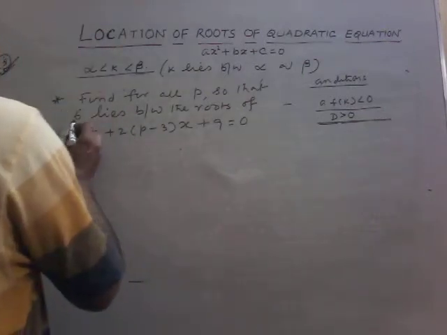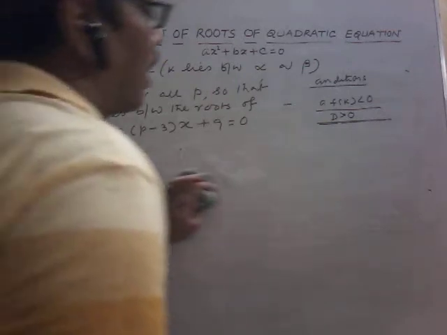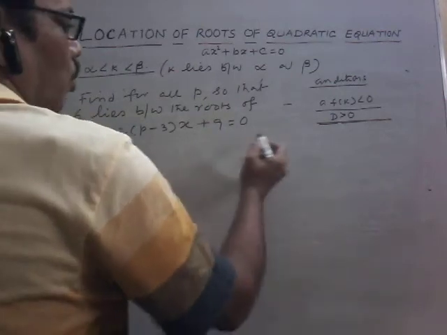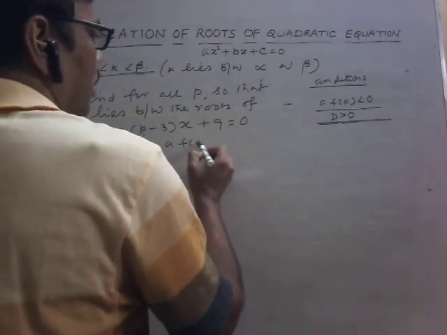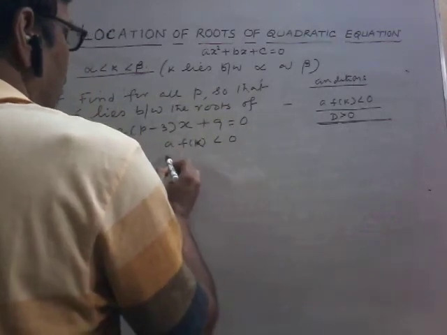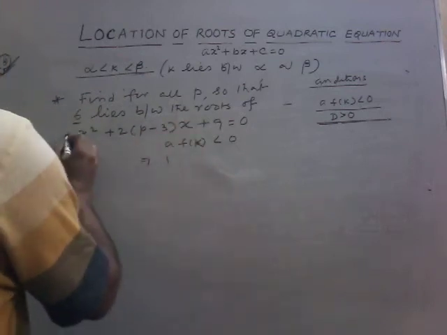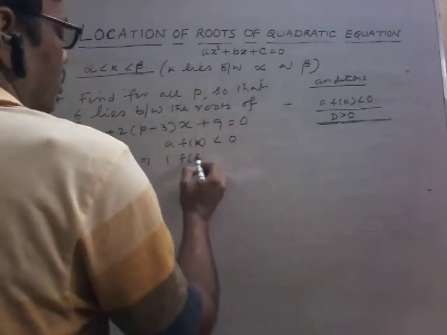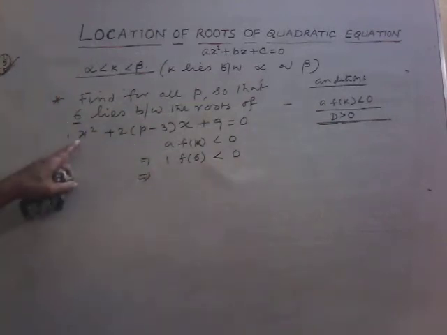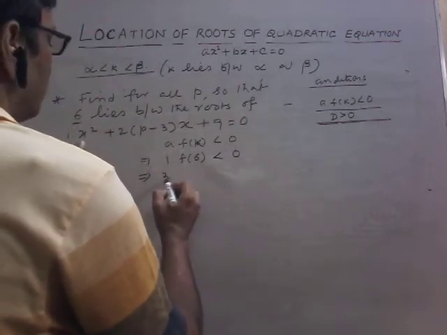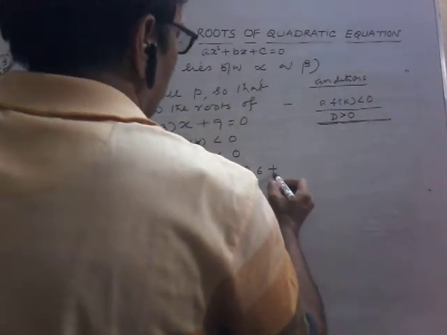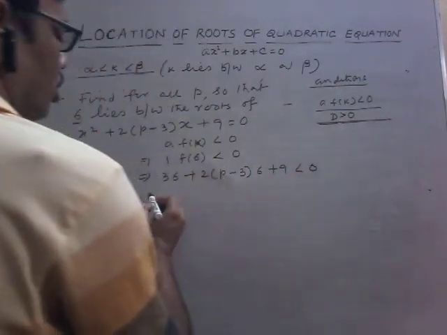So k is replaced by 6. So what is our condition? A into f(k) less than 0. So what is k? A is 1. This is 1. f(6) less than 0. f(6), x is replaced by 6. So 36, 2 into p minus 3 into 6 plus 9 less than 0.